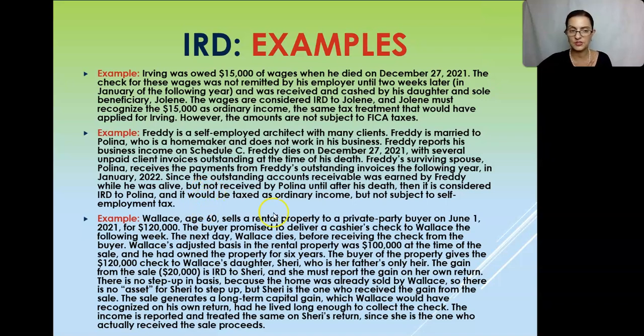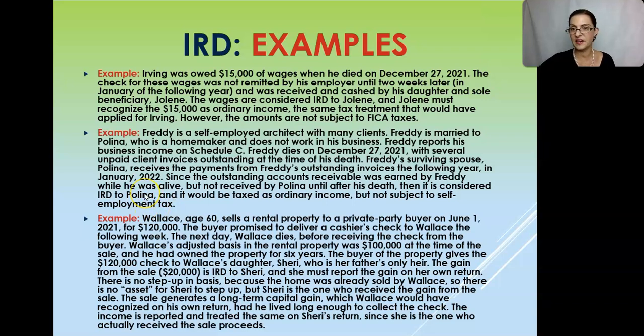Okay, you wouldn't file a Schedule C for her because she received that income from the accounts receivable the following year, and it would be ordinary income to her, but it wouldn't be subject to self-employment tax because she's not self-employed. She doesn't have a business. He did, but he's dead now. So because he's dead now, there's no self-employment tax on the money that comes into her after the year of death. She didn't have a business, he did.